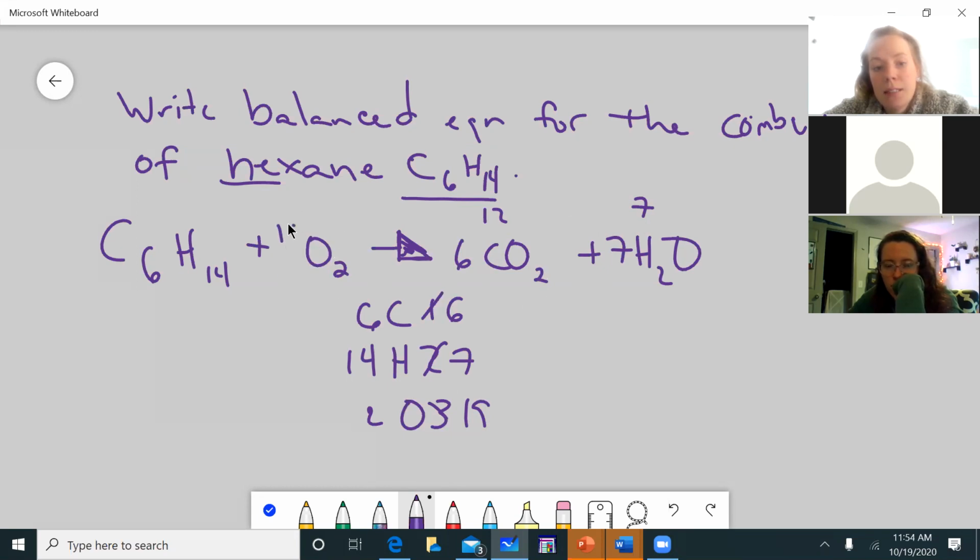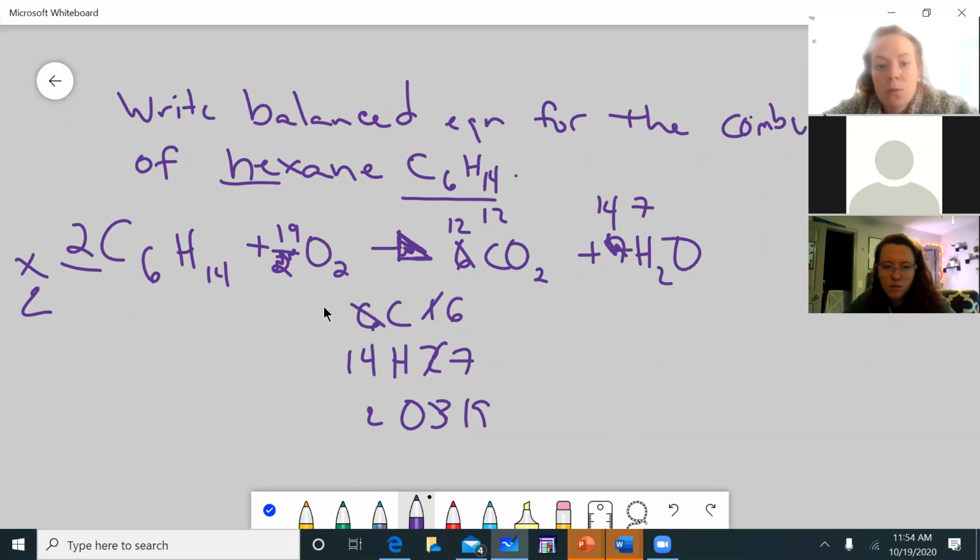So what I can do is put 19 over 2. Because if I take 19 divided by 2 times 2, the 2's will cancel and I'll be left with 19. Can we have half coefficients? No. So to get rid of this, I'm just going to multiply everything by 2. So I'm going to multiply this whole thing by 2. What's that going to do to this? It's going to make this a 2. What will happen here? It'll make it 19. This will become 12. And this will become 14.